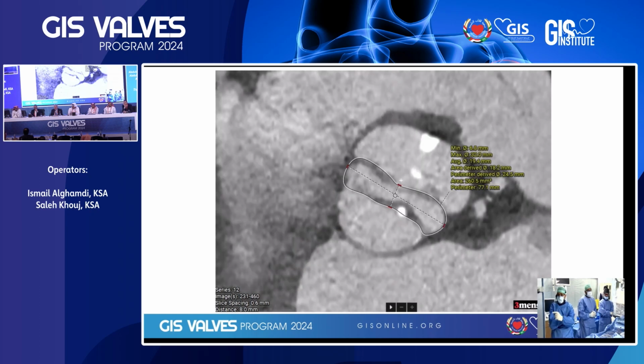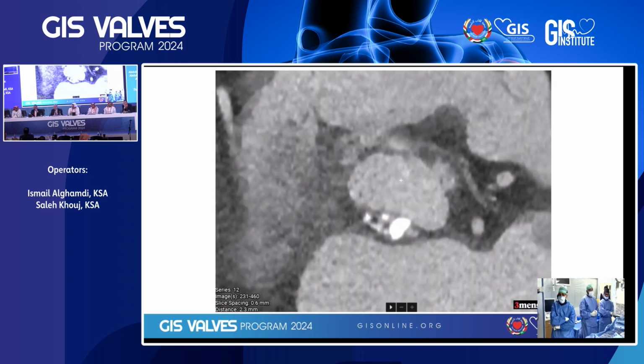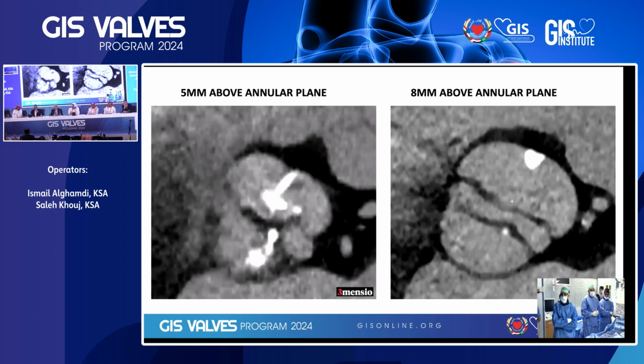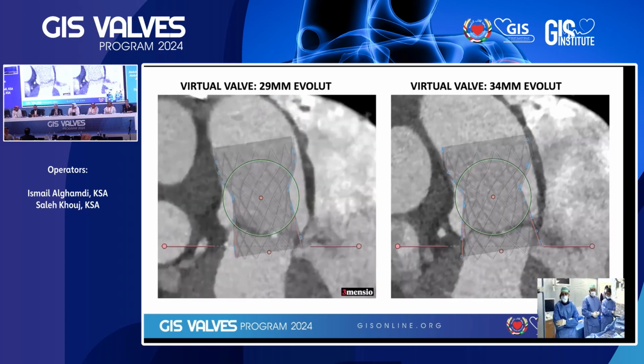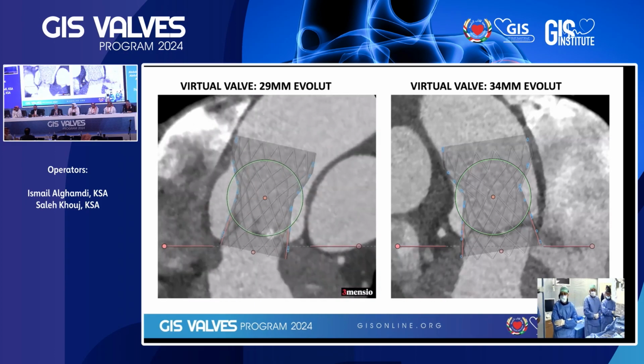This is the movie for the supraannular valve, around 5 millimeter and 8 millimeter. Next. Here is the measurement for annular, as we mentioned, the perimeter is 82, and at 5 millimeter supraannular it is 77, with intercommissural distance around 30. So we are comparing the size. We are between the 29 and 34. If we put 34, it will be oversized 30%, and if 29, it will be 11%. Next. This is the virtual valve for 29 versus 34.